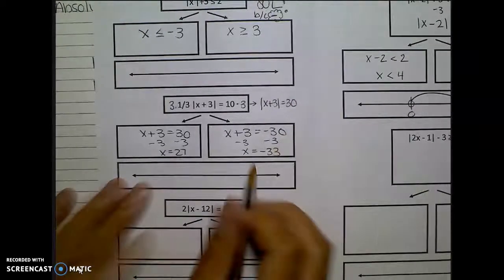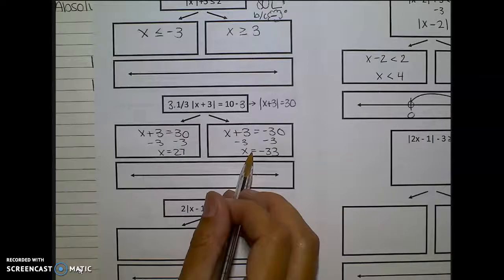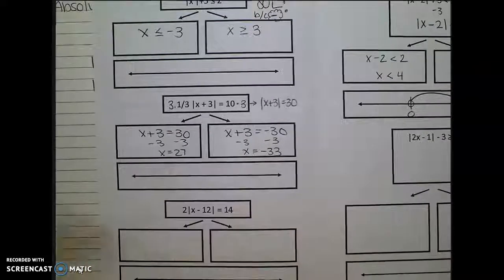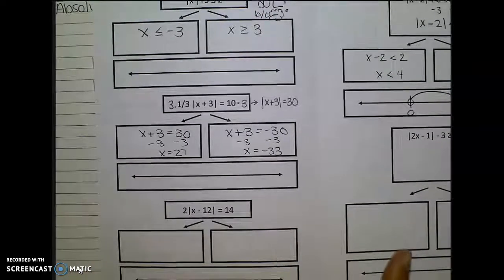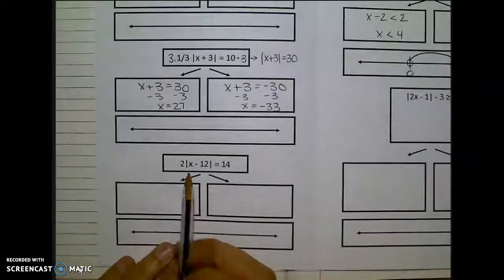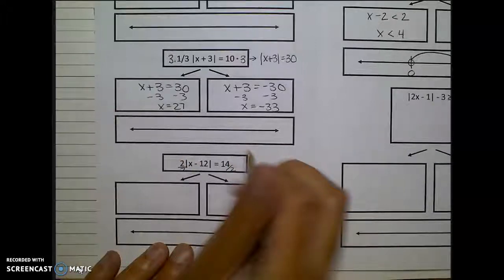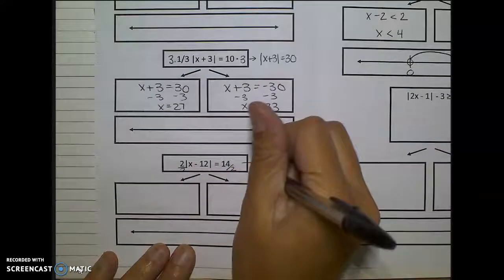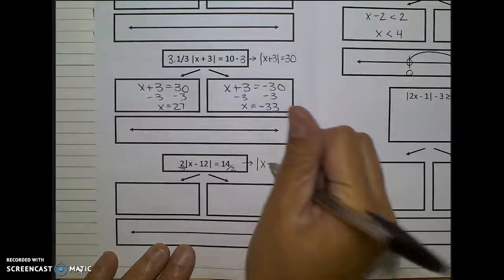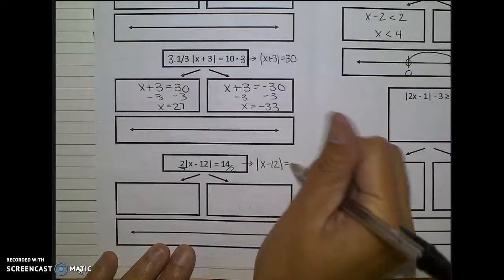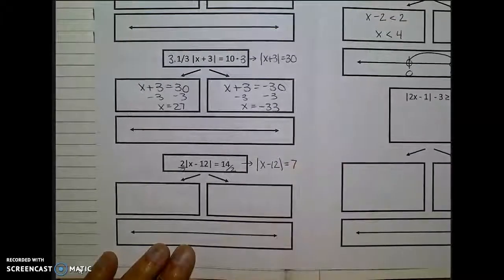33. So when I have an equal sign, I feel like I don't need to graph because it's just a point, so no need to do that. Down here, similarly, I would divide by 2. I cannot distribute it. I have to get rid of it. And so now I have absolute value of x minus 12 equals 7.